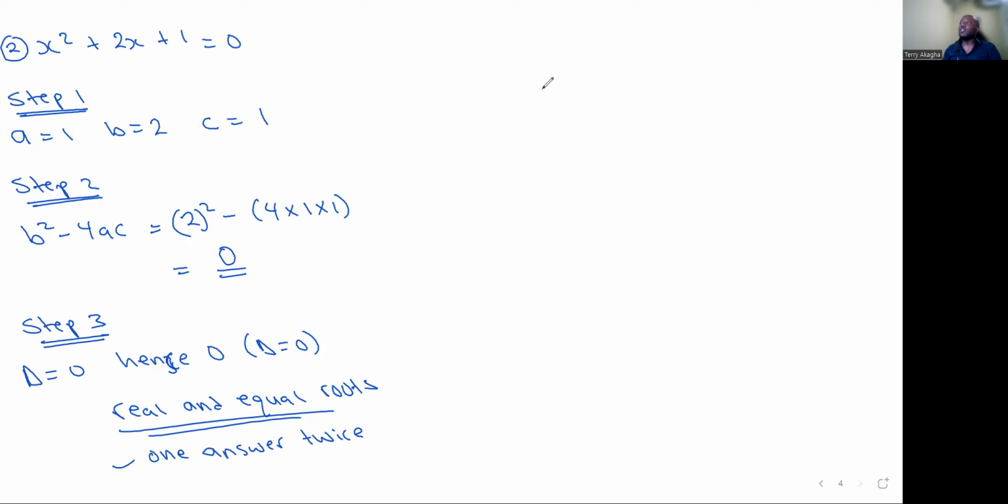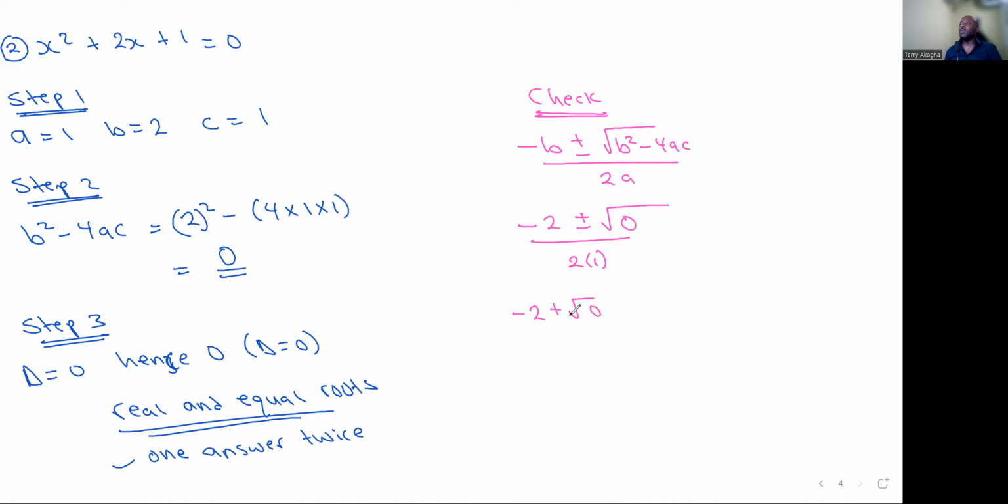So let's use the formula to check and prove that we did the right thing. We have minus b plus or minus square root of b squared minus 4ac, divided by 2a. It's going to give us minus b, which is 2, plus or minus square root of b squared minus 4ac. We solved it, that was 0, divided by 2 times 1. So it's going to give us minus 2 plus square root of 0 divided by 2, or minus 2 minus square root of 0 divided by what? 2.